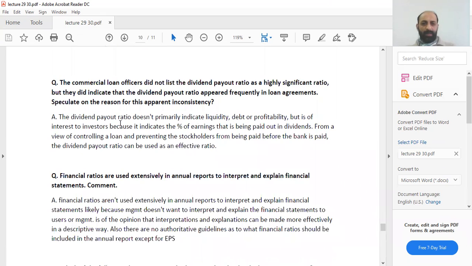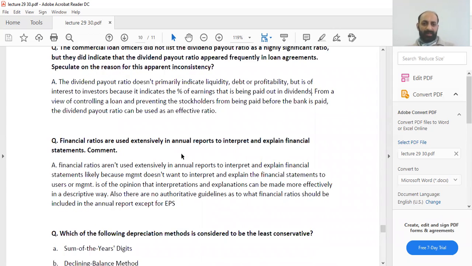Now we know the dividend payout ratio does not primarily indicate liquidity, debt, or profitability, but it is of interest to investors because it indicates the percentage of earnings that is being paid out in dividends. So obviously, from the investor point of view, वो तो वही देखता है कि how much money do they get if they buy stocks. For them, this ratio is important.